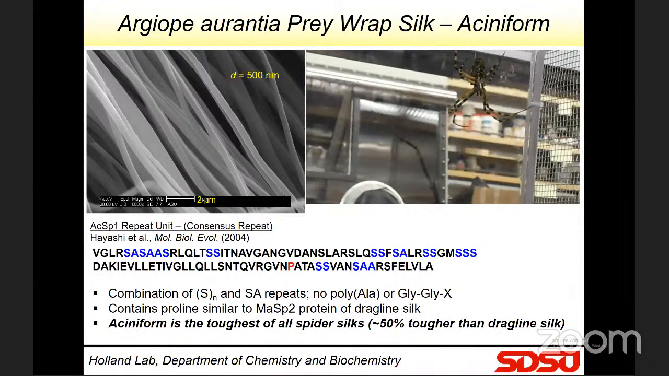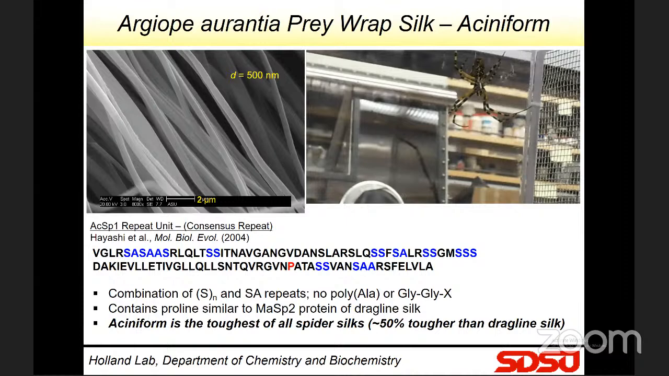The protein sequences look very different than what you see for major ampulate or dragline silk. The dragline silk has a lot of polyalanine, which forms beta sheet structures, and also a disordered Gly-Gly-X region. The sequences of aciniform spider silk proteins look very different. It has short runs of poly-S. It has short runs of SA. There's also these valine-containing motifs. It has some proline, which is similar to the second dragline silk protein.